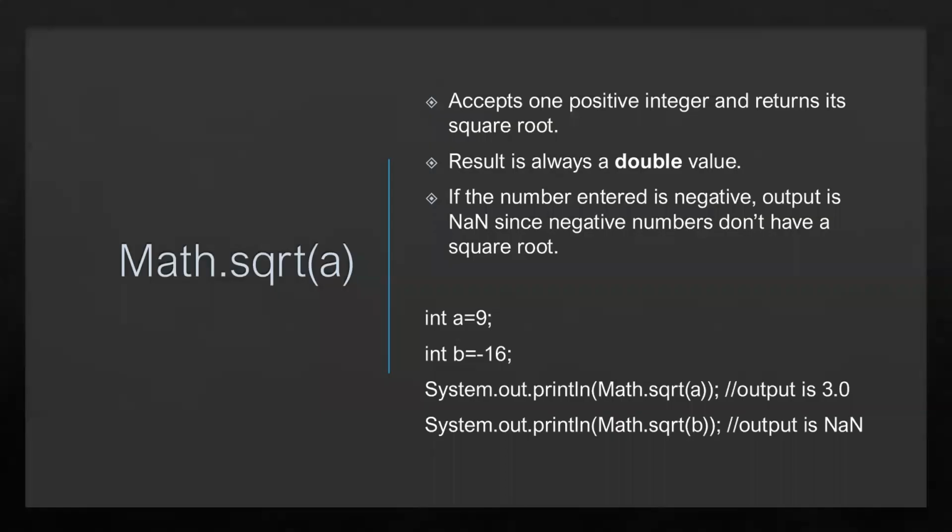The next is Math.sqrt, which stands for square root. This method accepts one positive integer and returns its square root value, and the result is always a double value. But also note that if the number entered is negative, then the output will be NaN because negative numbers do not have a square root. So here we can see int a is equal to 9 and int b is equal to -16. The first one will give you 3.0, but since the second number is negative, the output will be NaN.